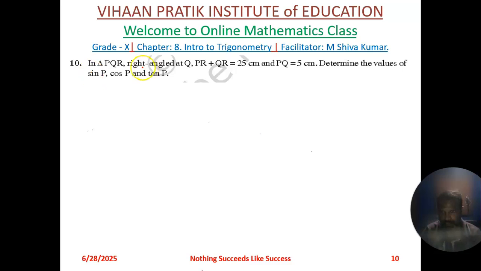Post in my channel. In this class we'll discuss problem number 10. In problem number 10 it states that in triangle PQR, right angled at Q, side PR plus side QR equals 25 centimeters and PQ equals 5 centimeters. Determine the values of sin P, cos P and tan P. So we need to find the basic trigonometric ratios, sin, cos and tan.